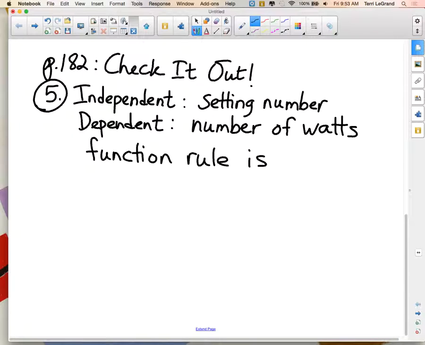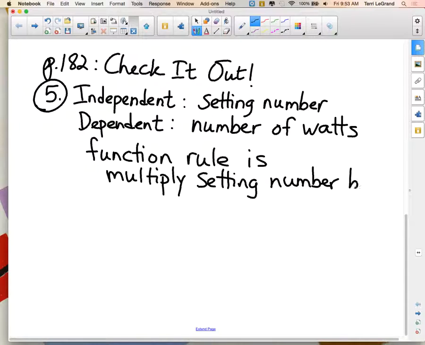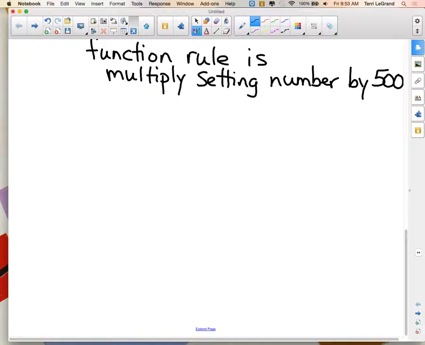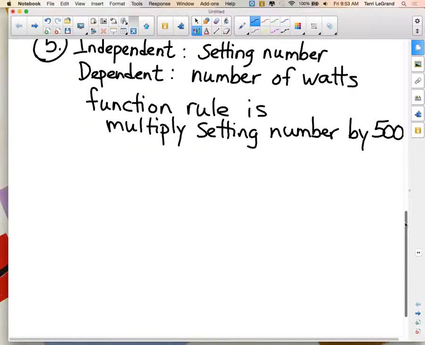So our function rule is multiply setting number by 500. So let's stick with function notation. What could our equation in function notation look like for this one? Is there anything else in our function rule, or is our function rule that simple? Multiply setting number by 500. Okay? So what would our equation be? What would our equation be?